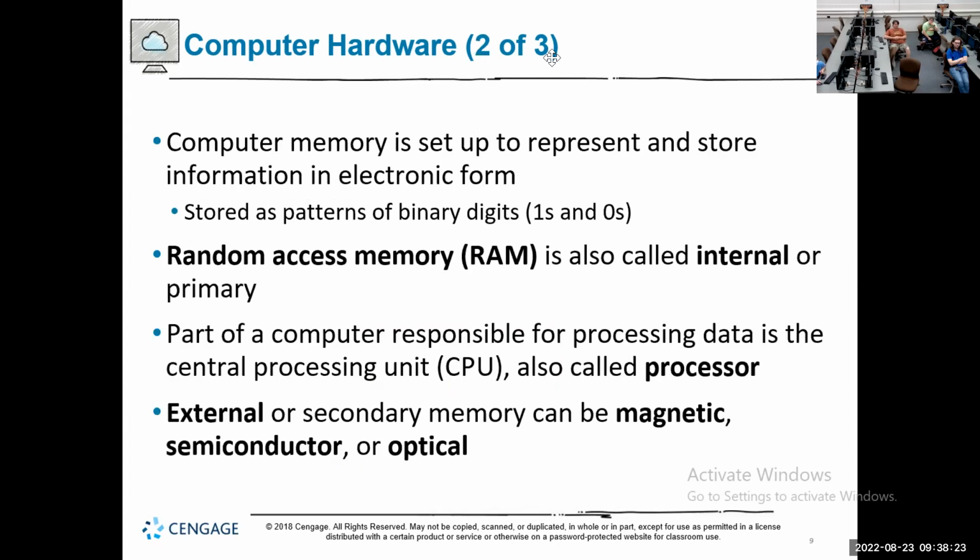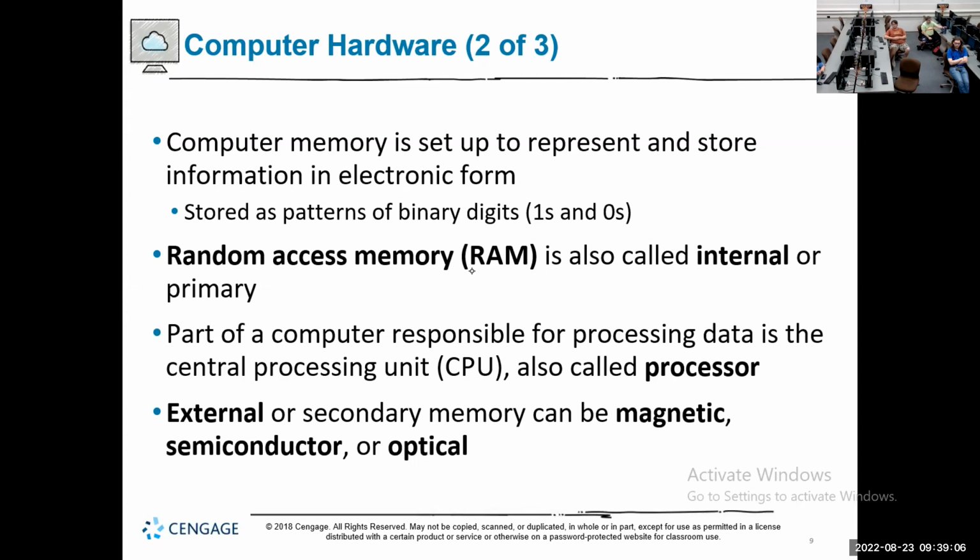Okay, so computer memory is set up to represent and store information in electronic form. It stores everything as binary digits, 0 and 1, and you have the random access memory here. RAM is also called the internal or primary memory. The thing is that you have to use RAM to work very fast. So basically, think about a Microsoft Word file. When you want to save it, you save it into the hard disk drive. But when we open it, it actually loads it back into the RAM here. The reason is RAM works very fast, and it only has a specific limited storage.